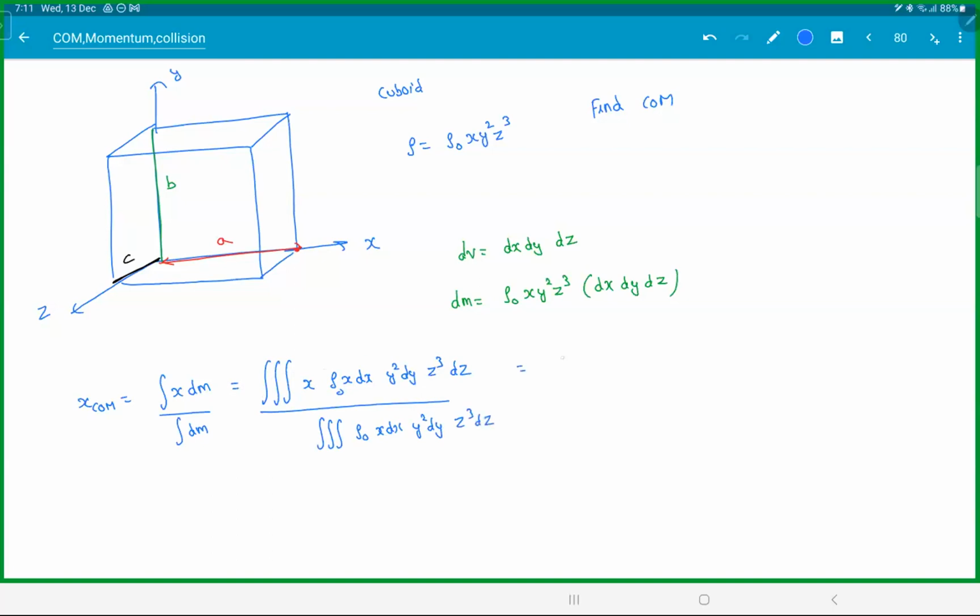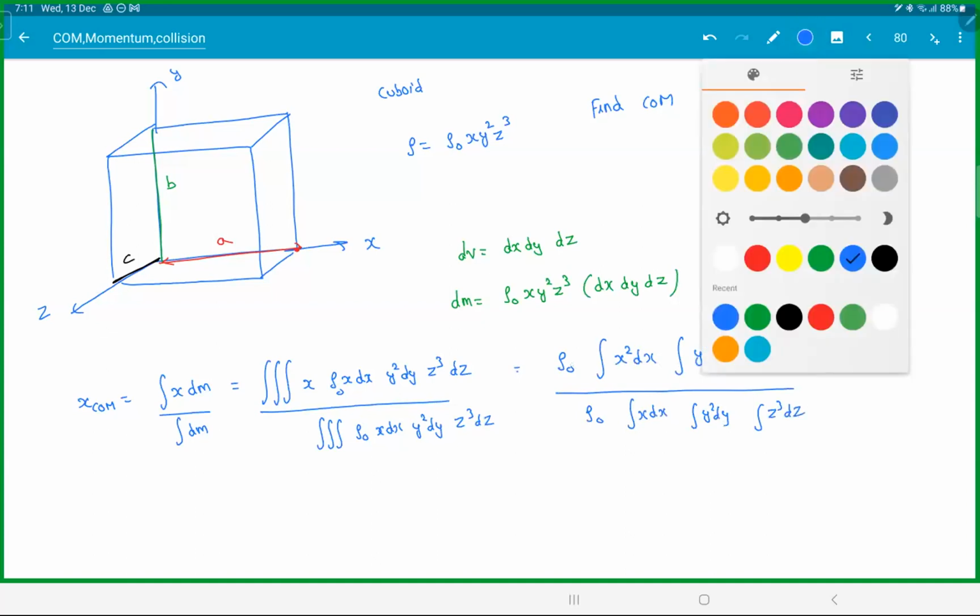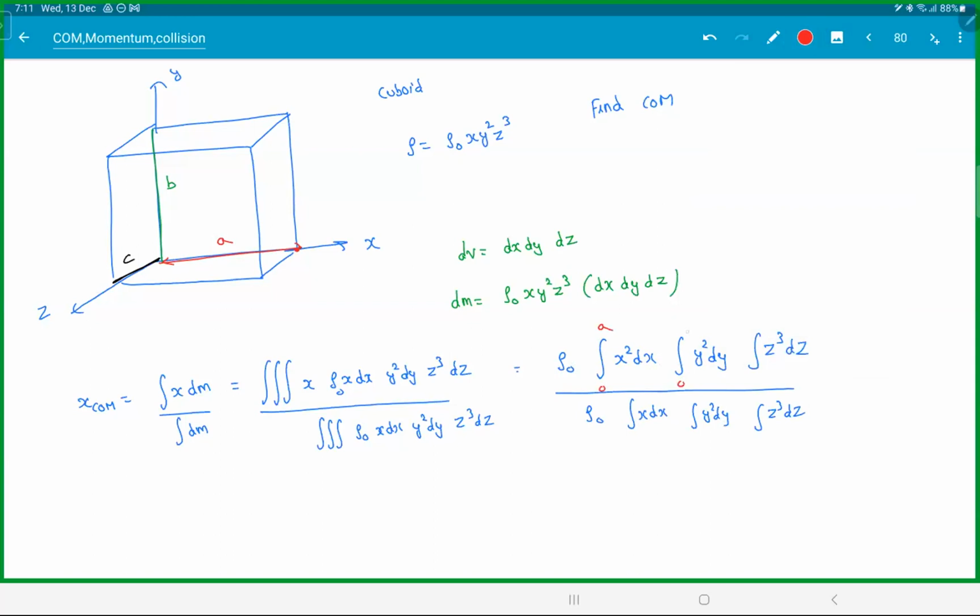Now when I separate this out, give one integral to each. Let's push that rho naught outside, constant. Give one integral to x dx, that will be x square dx. Give one integral to y square dy. Give one integral to z cube dz. Same thing you do, push out rho naught here. This will be integral x dx, integral y square dy, integral z cube dz. Limits will go from 0 to a, 0 to b, 0 to c, 0 to a, 0 to b, and 0 to c. If you solve this, you end up with 2a by 3.